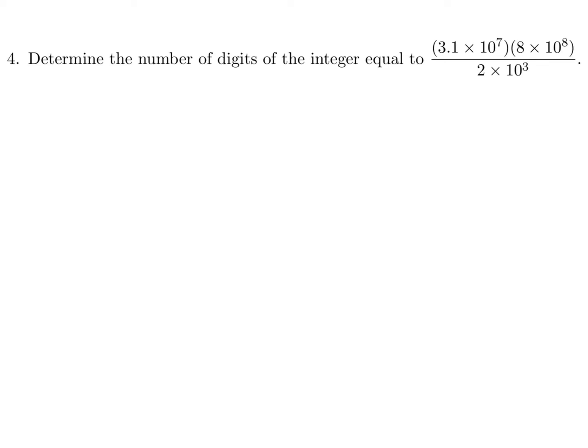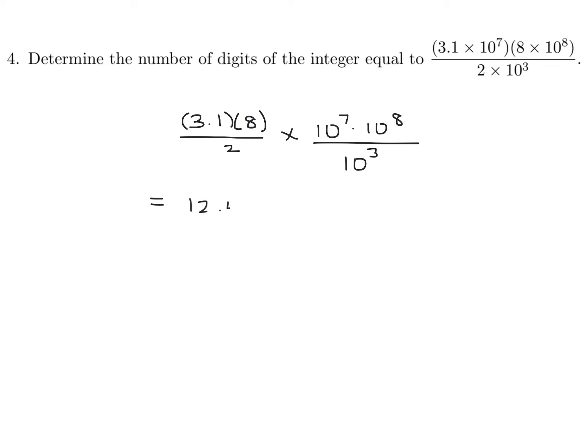Determine the number of digits of the integer equal to this expression. Okay, let's just look at the numbers, 3.1, 8, and 2, and then we'll put all the powers of 10 together. So 10 to the power 7, 10 to the power 8, 10 to the power 3. Okay, so this looks like 8 divided by 2 is 4, so 4 times 3.1, which is 12.4.